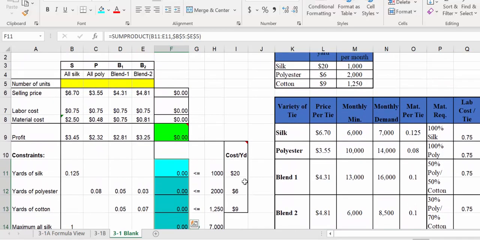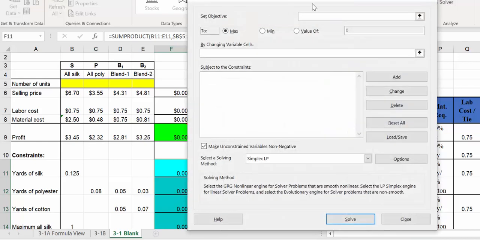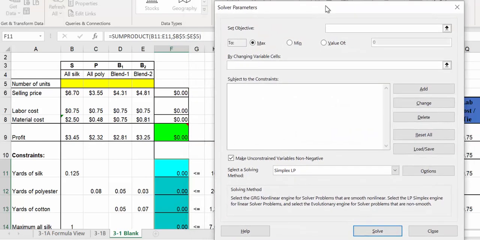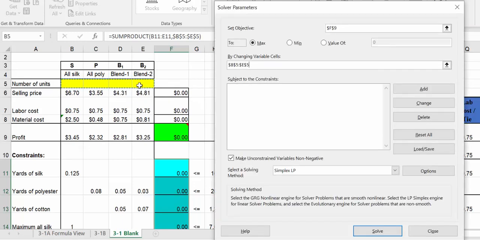So everything else is in place now. What I can do is grab solver. Go into data and go into solver over here. Let me move that over so you can see. For solver, what we're trying to maximize is profit. So we would go onto here for maximizing profit by changing the variable cell. So this would be changing the number of ties produced.